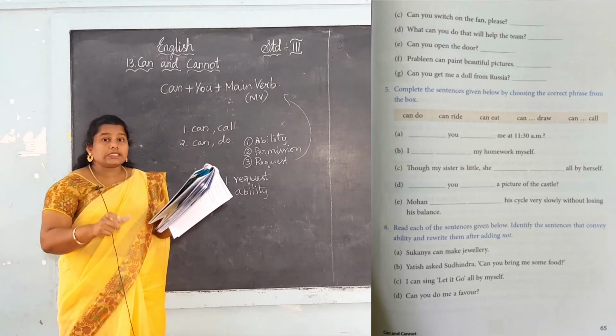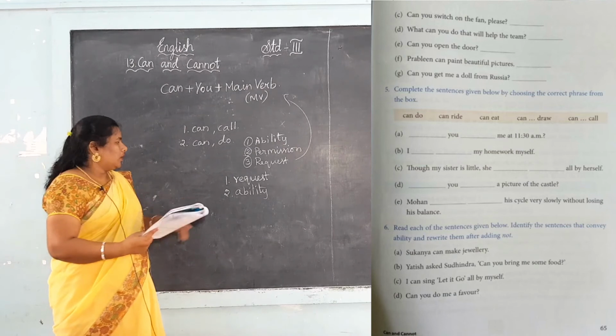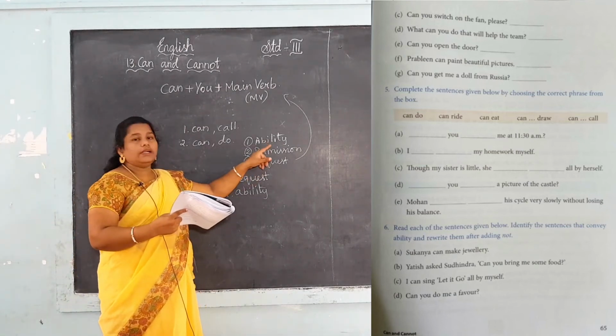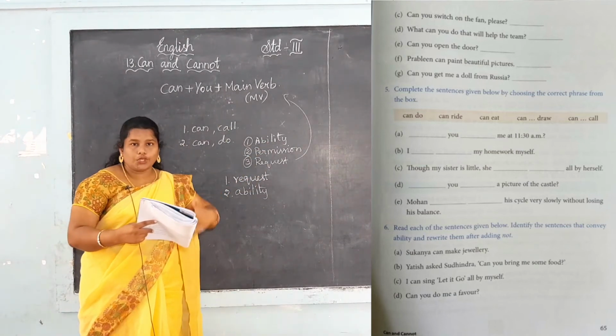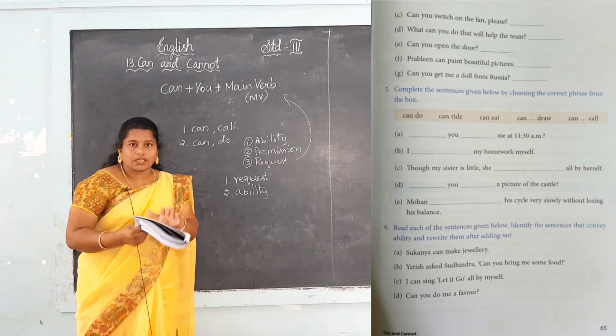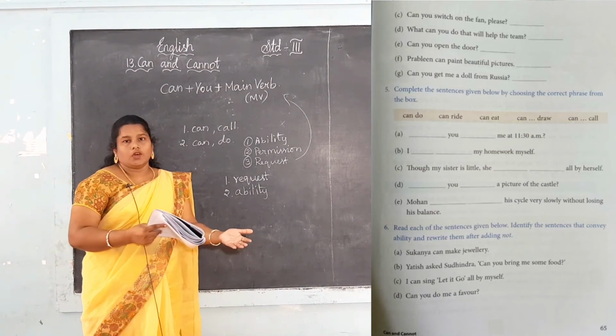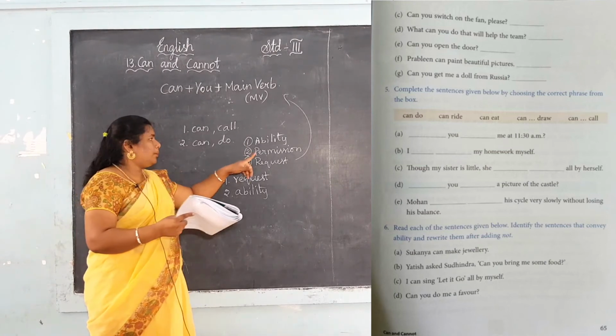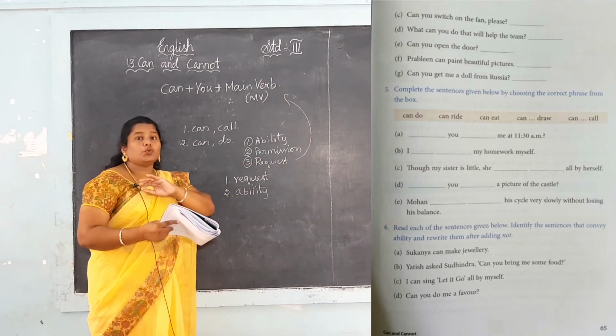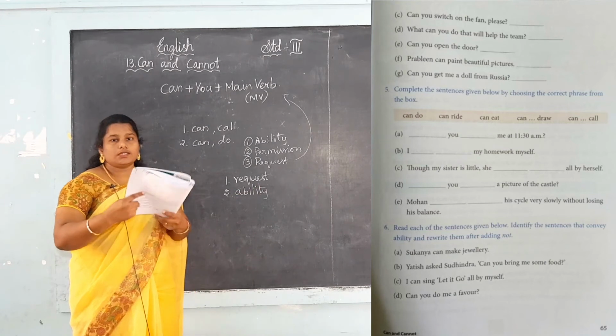If it is an ability sentence, that is, a sentence saying "I am able to do it", then you want to change it into a negative sentence. Otherwise, if it is a permission sentence or a request sentence, you don't do anything. Okay, this is this Roman letter.